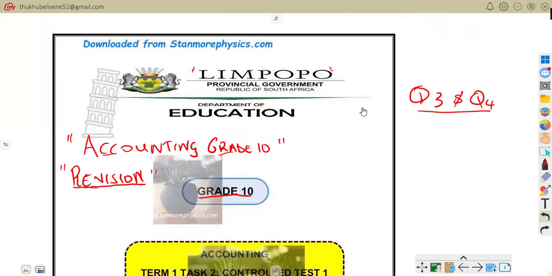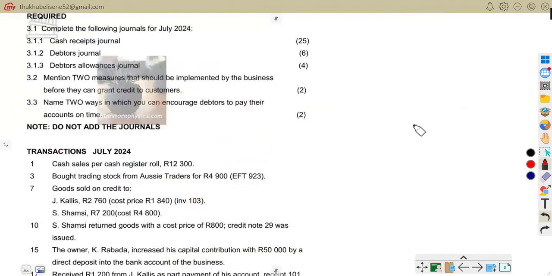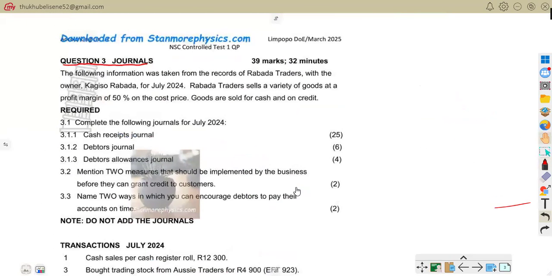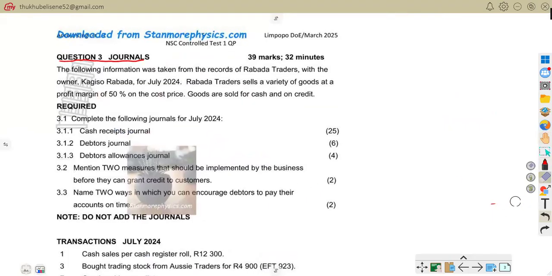Today I want us to finish off this question paper, whereby we are going to look at question three and question four of the very same question paper. So let us be together from the start of this presentation to the end of it, good people. Without wasting much time, let's quickly go to question three and four. Here is our question three, whereby we are going to look at journals.